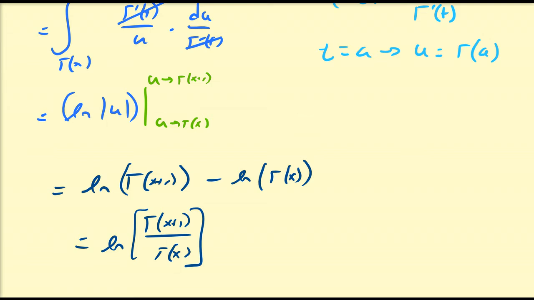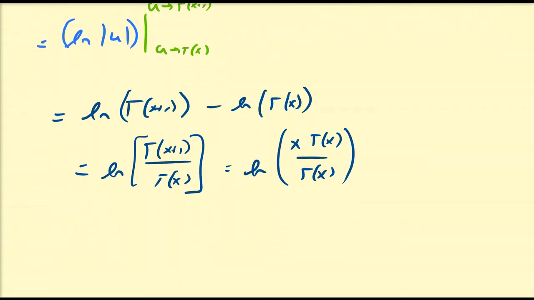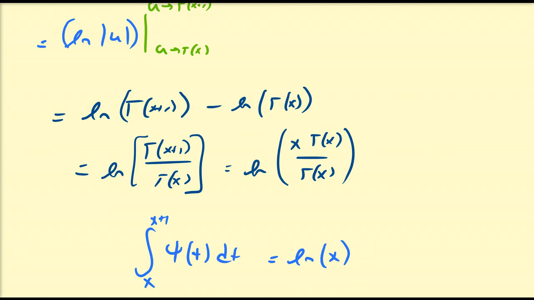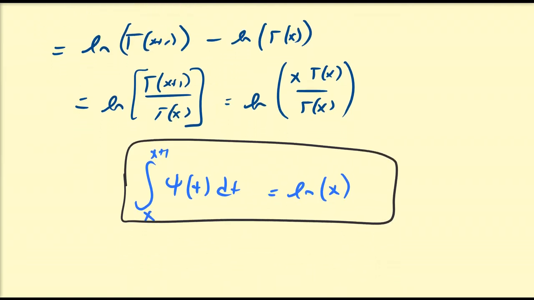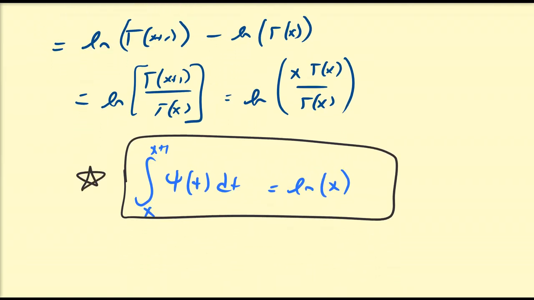And now we can use the main property of gamma, which is used to relate to the factorial. So gamma of x plus 1 is the same as x gamma of x, and on the bottom we just have gamma of x. So the gamma of x cancels, so therefore our integral of interest is equal to just the natural log of x. And we have the integral from x to x plus 1 of digamma of t dt is just equal to the natural log of x. Very, very elegant and simple relationship.